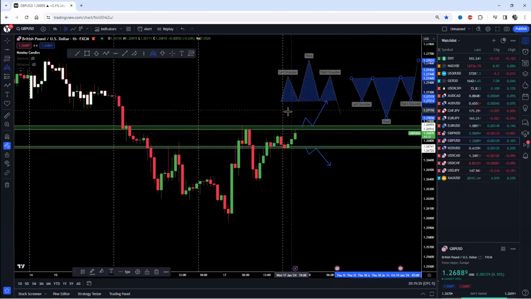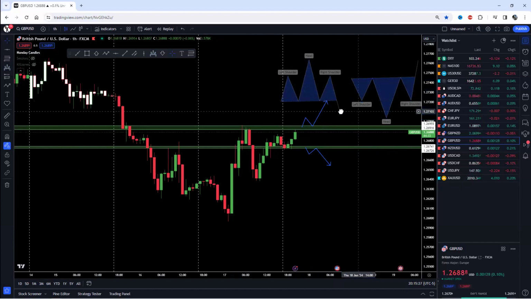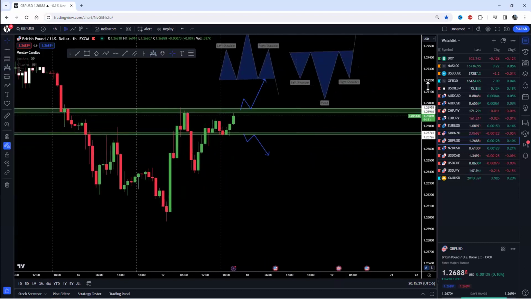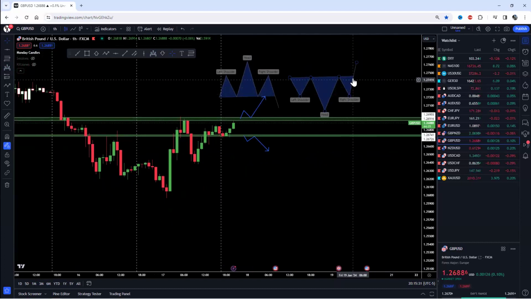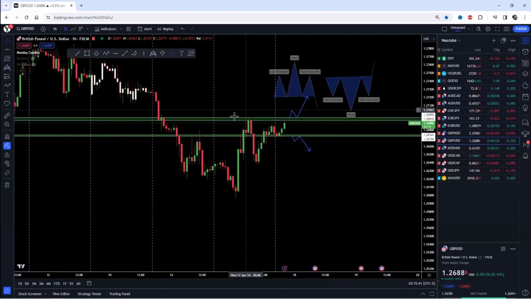Okay. Now, inverted head and shoulders usually continues up after this pattern. It's this shape. Regular head and shoulders after this pattern usually continue down. Based on what we drew up right here and this overall, what do we see? A regular head and shoulders or an inverted head and shoulders?